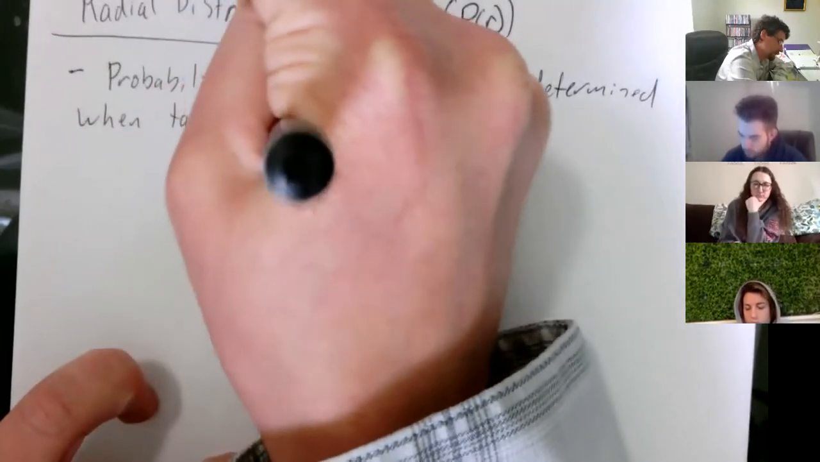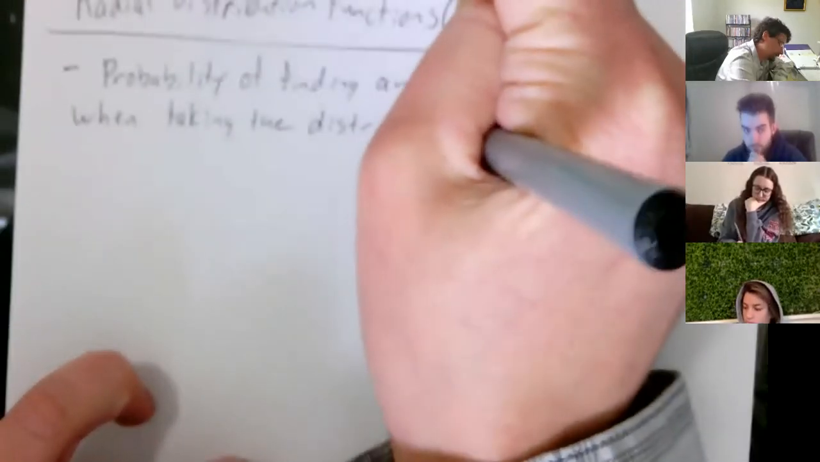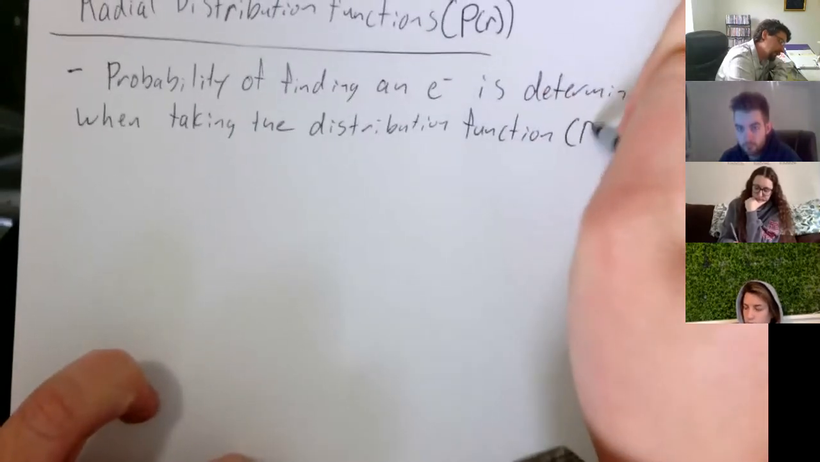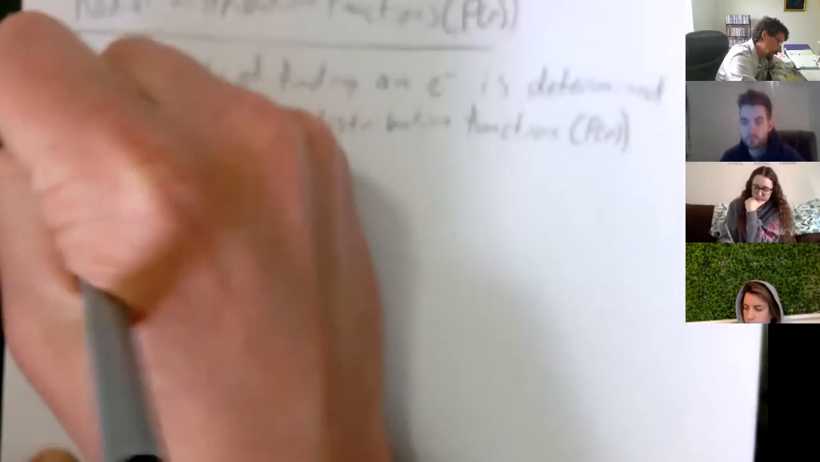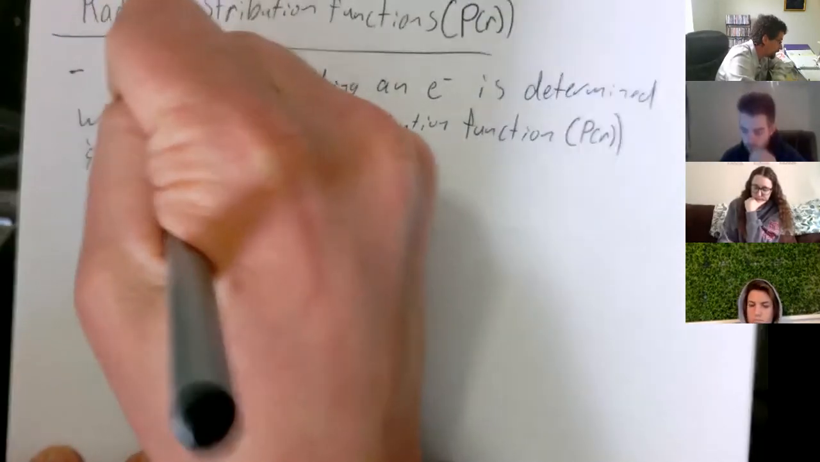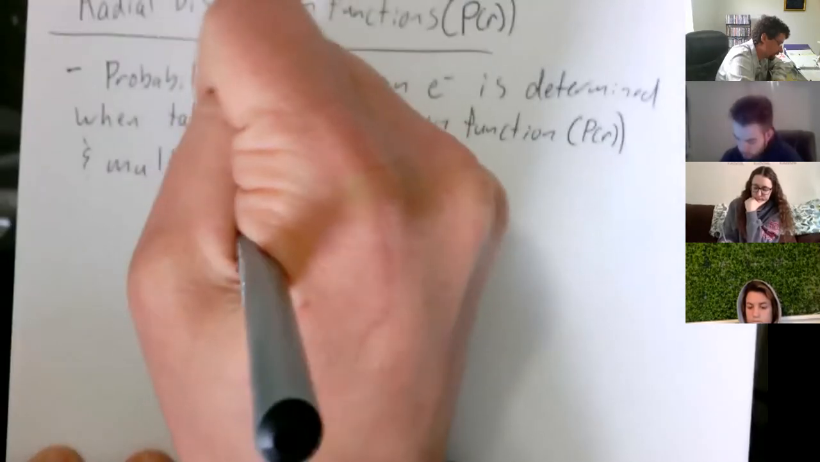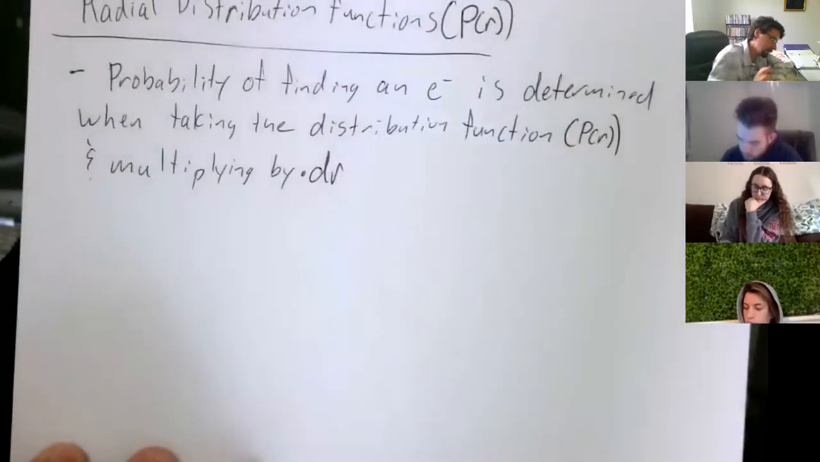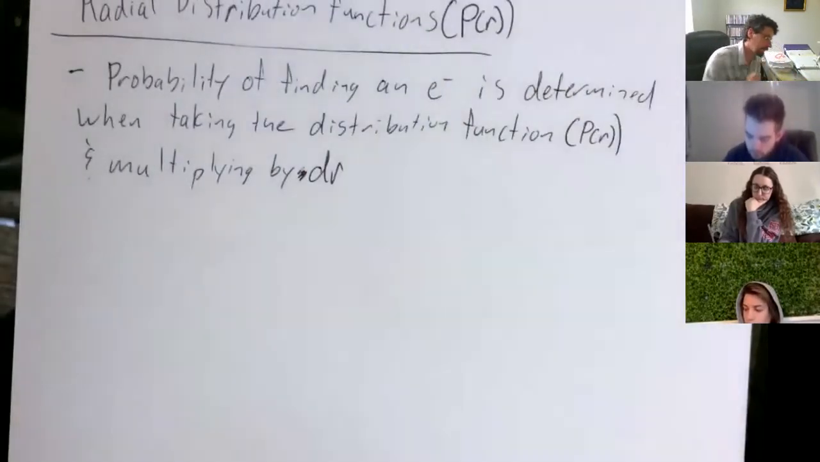When taking the distribution function, which we've given the label P of R, and multiplying by our radial differential. So we should get rid of that. Okay.